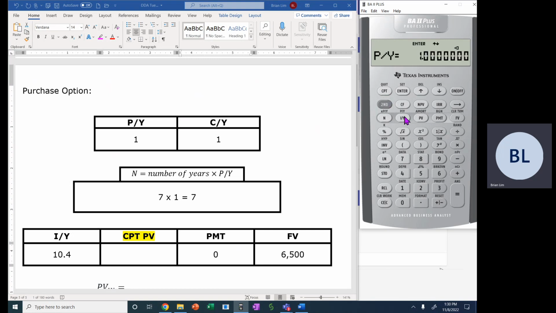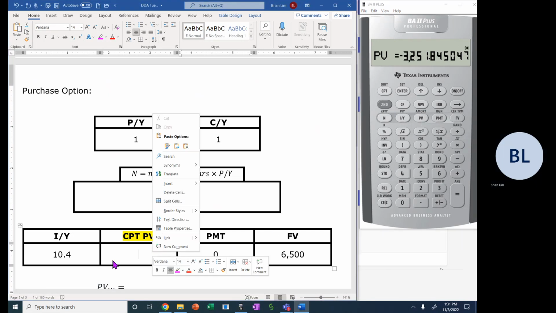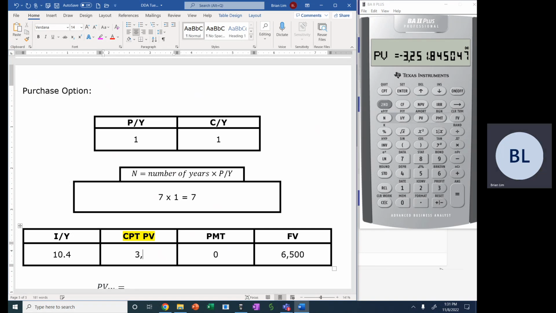We entered the PY and we entered the CY. So 7 years from now, so 7 second N. And the interest rate is still the same, 10.4. We're computing the present value, 0 for payment, and we have $6,500 in 7 years. So what is the present value of that $6,500? And the answer is $3,251.85 if we round it to 2 decimal places.